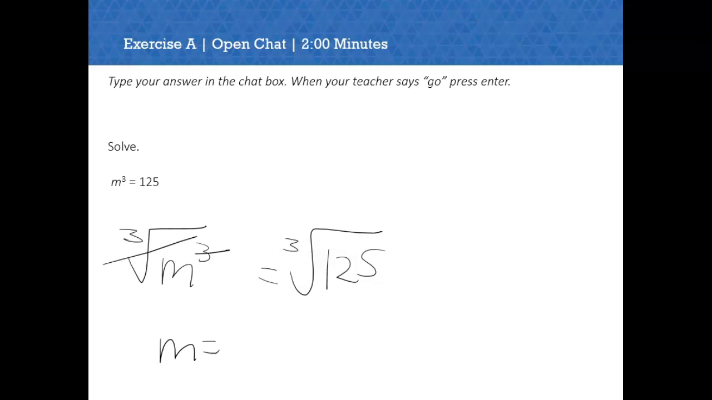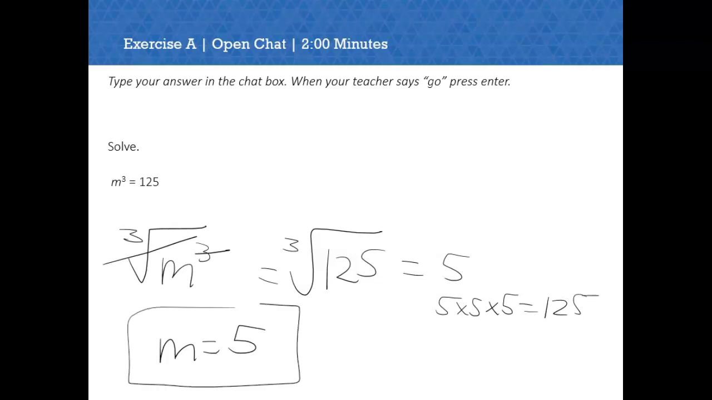So we're looking for a number times itself 3 times to be 125, which is 5, because 5 times 5 is 25, times 5 is 125. So m is 5. So that's the notation we're looking at.